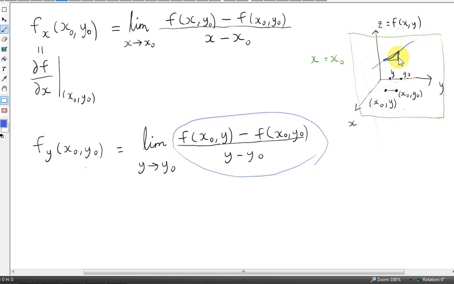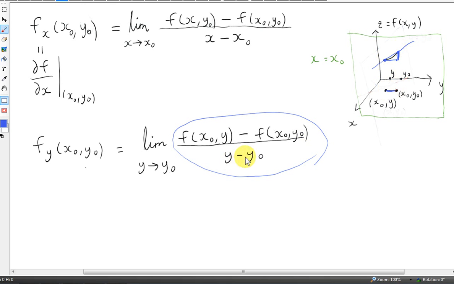So again, it's rise over run. The vertical distance between the points is the numerator here, just the value of the function at each of these points. Get the difference in those values to get this distance. It could be positive or negative. We're not too concerned about that. And the horizontal distance is just this distance along here, y minus y0.